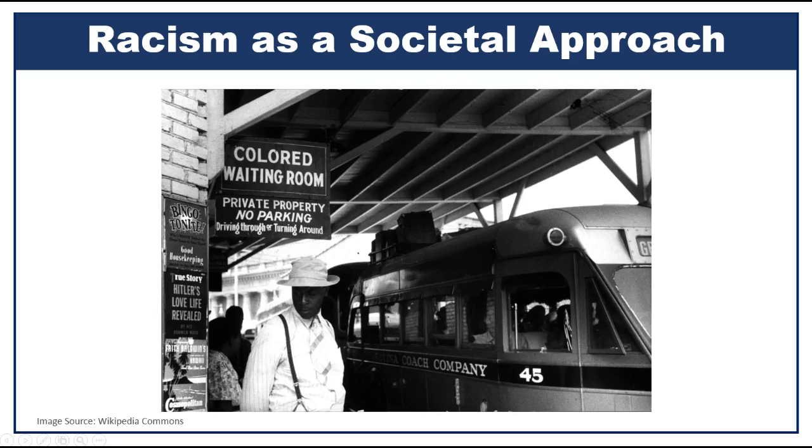Here's another example in the institution of transportation. And you can also see that this had policies, practices, and procedures where people were valued differently. And so in this case, you can see the sign that says colored waiting room, which basically signaled to people and required that folks would be separated and that they could only occupy certain spaces.